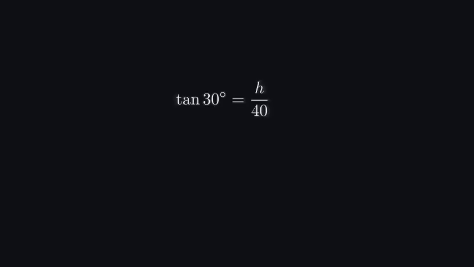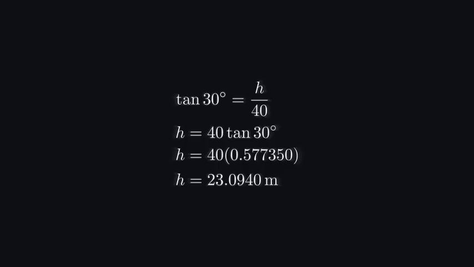Tan of 30 degrees equals H over 40. H equals 40 tan of 30 degrees. H equals 40 times 0.577350. H equals 23.0940 meters.